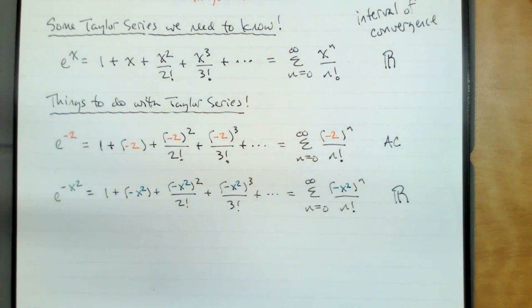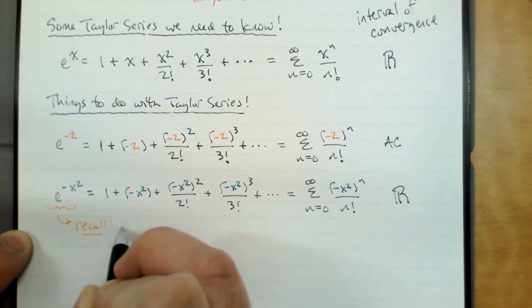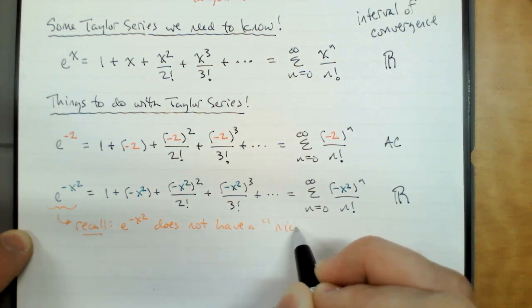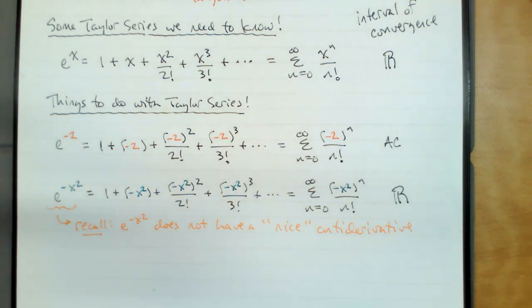I picked this e to the minus x squared because we talked a lot about integration. And we know that e to the minus x squared does not have a nice antiderivative. It's not the derivative of some finite combination of elementary functions. So remember, e to the minus x squared does not have a nice antiderivative. That is, e to the minus x squared is not the derivative of any finite combination of elementary functions.